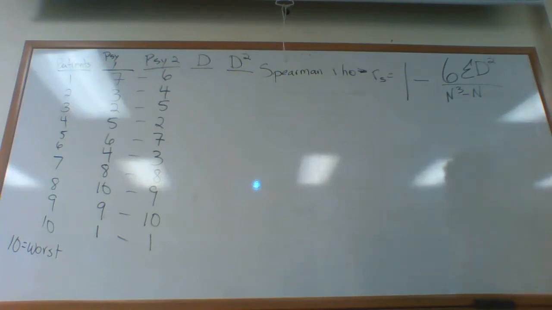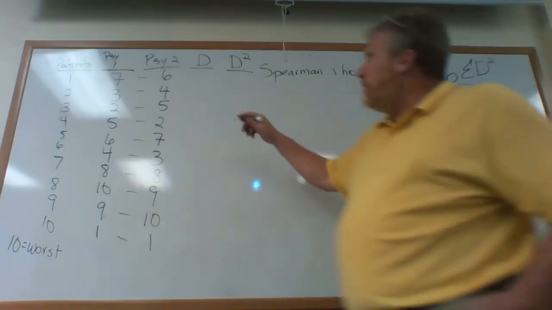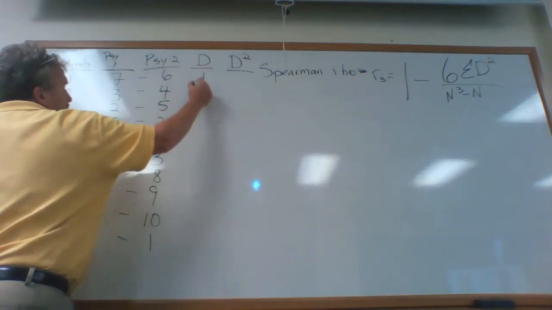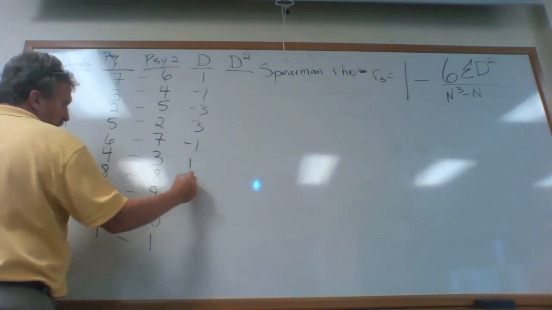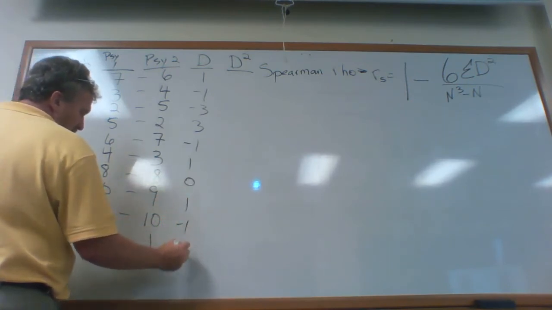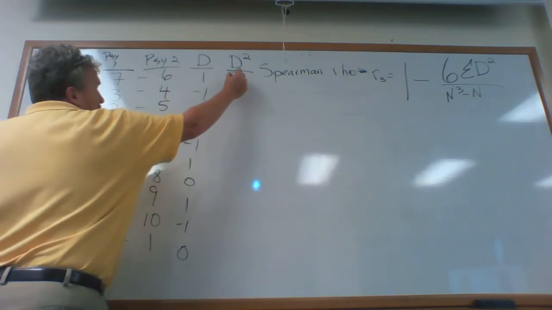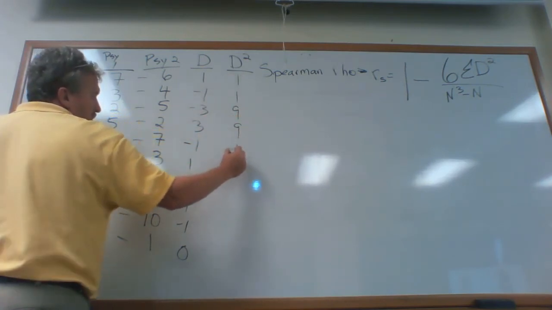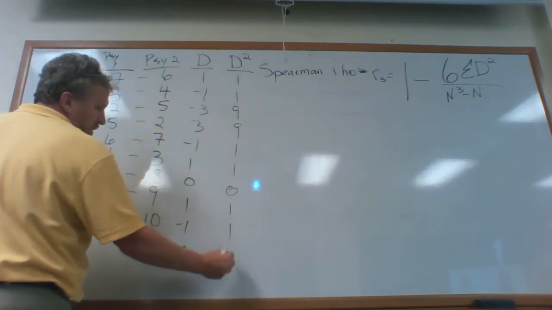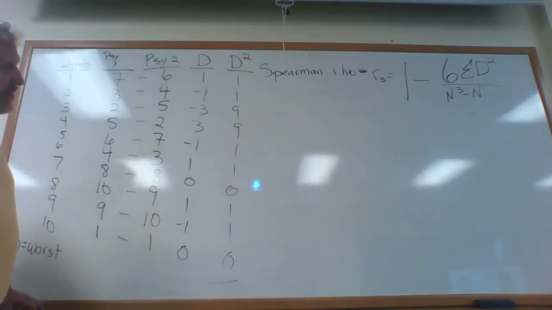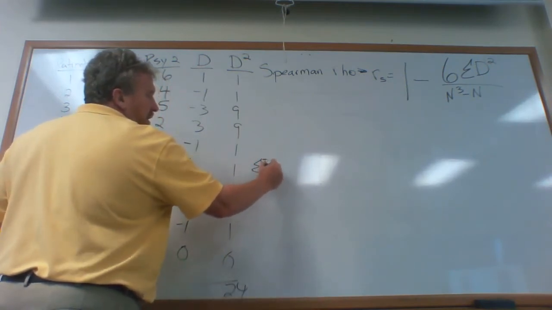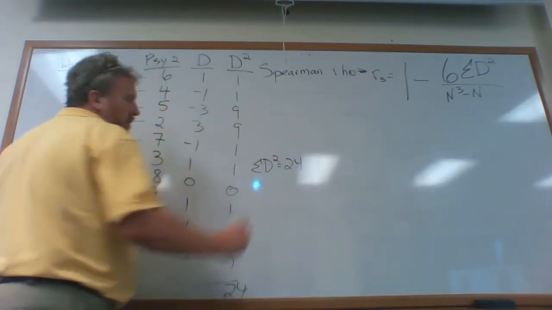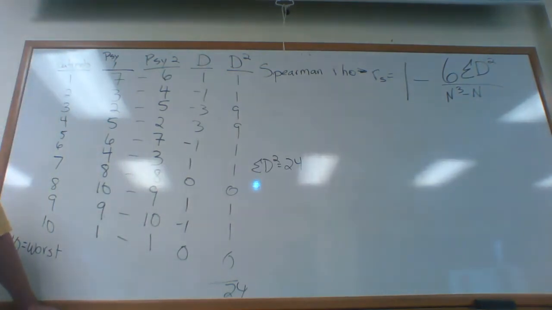Alright, shall we start to walk through it? Just do the basics. First thing you do is figure out the D column. So we've got 1, -1, -3, 3, -1, 1, 0, 1, -1, and 0. Square those, you have 1, 1, 9, 9, 1, 1, 0, 1, 1, 0. Add those up, 18, 19, 20, 21, 24. So sigma d squared equals 24.